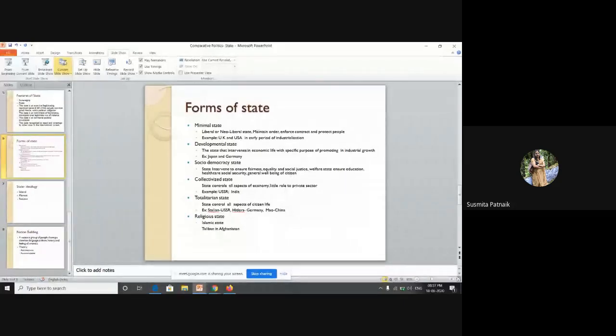The state has two types of role. One is a necessary role and the other is an evil role. The state has a necessary role because the state protects the life and property of the people. Therefore, the state is necessary. If there were no state, what would happen? There would be chaos, and one man could kill another. So, in fear of the order and the law of the state, there is peace inside every country.